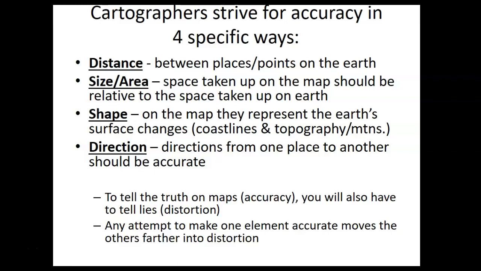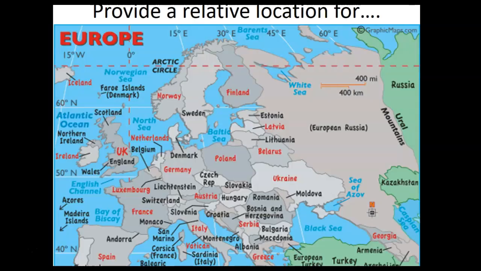If you really are trying to show size and area, then the shape of the countries gets wonky. If you try and be really clear with direction, then the distance gets thrown off. So you get distortion when you are trying to be accurate with maps. So we are going to hold you to knowing 3 different projections, and I'm going to go through them here in our PowerPoint.